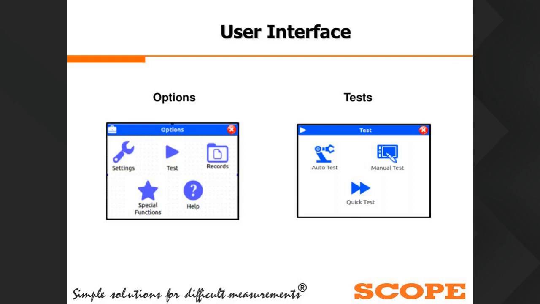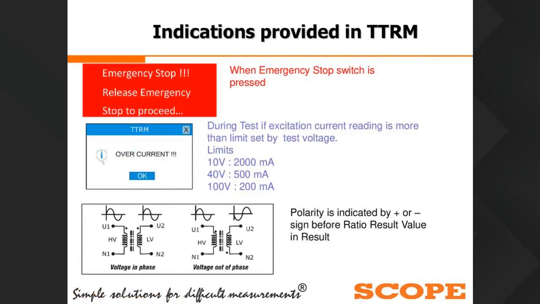Records, in the records we can easily save the records or delete the records. In the special functions we have given a facility for time and date saving purposes. And in help we have given all the information about the instrument operation. So this is a very simple instrument from the point of view of operation for doing a test. We have also provided different indication facilities.